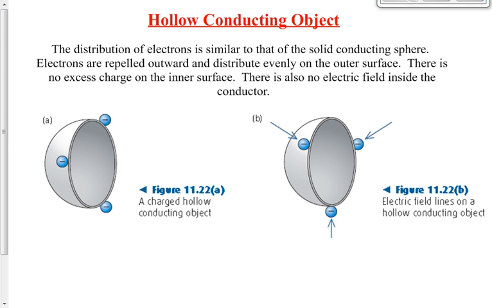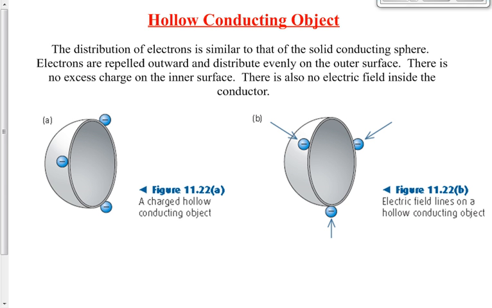I'm not going to give you the detailed explanation as to what happens here. I'm just going to tell you the end result. If you've got a hollow conducting sphere, the same thing happens as a solid conducting sphere. The excess charges will all go to the outer surface and they will all become evenly spaced. They'll be evenly spaced on the outer surface. Does that make sense?